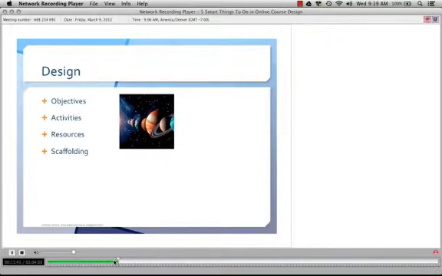Then I have this representation here of needing to bring them all into alignment, because that's really what design is. Identifying what your objectives are, what activities are going to meet those objectives, what resources are available to support the activities and the objectives, and how you are going to scaffold your students through the experience.